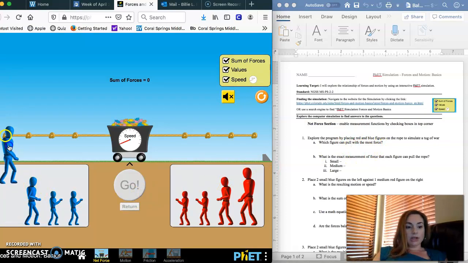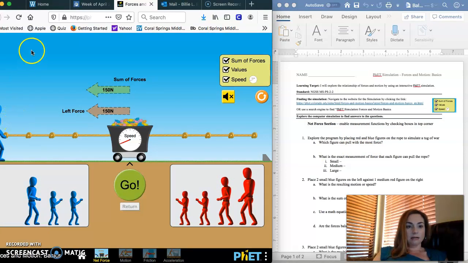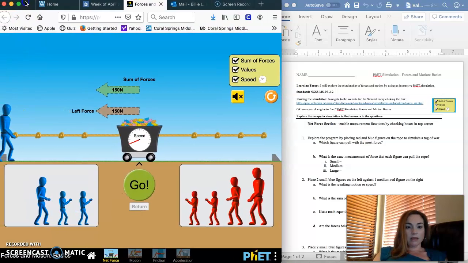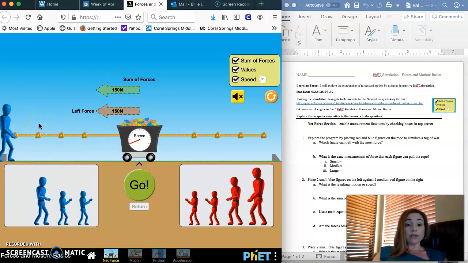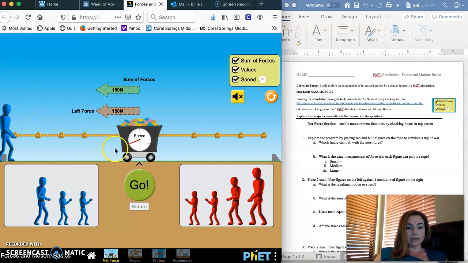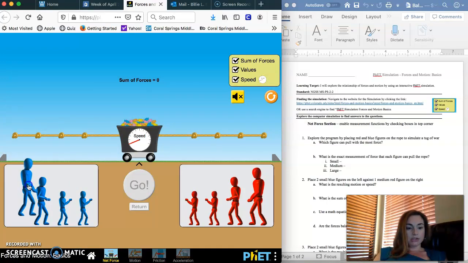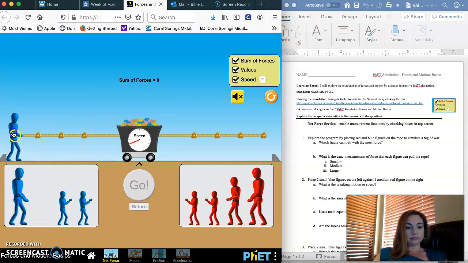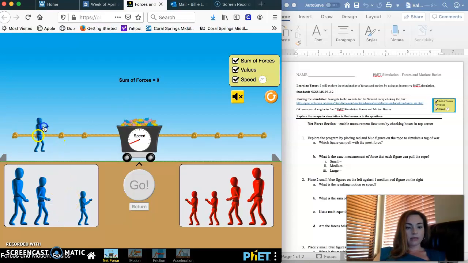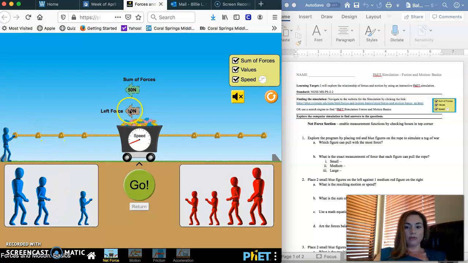So let's see, let's try this guy here. Let's move him over a little bit. There we go. So you can see this guy, the largest blue guy, can pull towards himself, because this is tug of war, with a force of 150 newtons. So let's check the next size. 100. The little guy, he can pull 50.